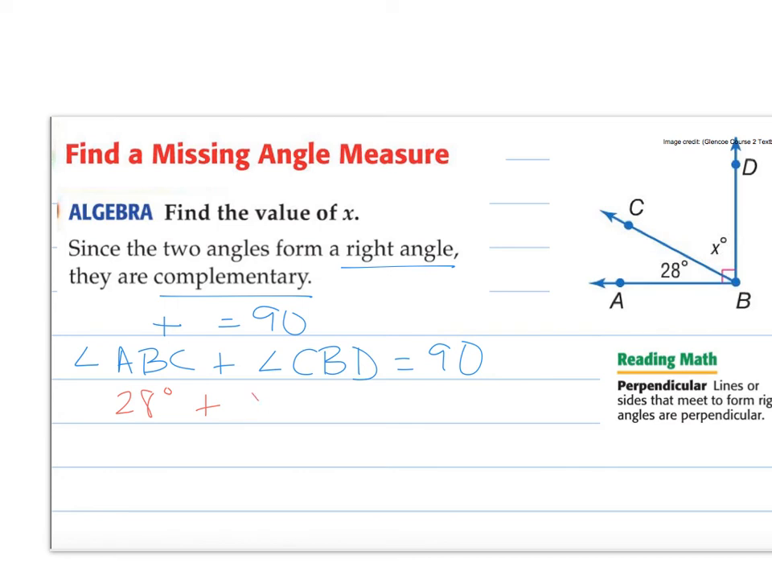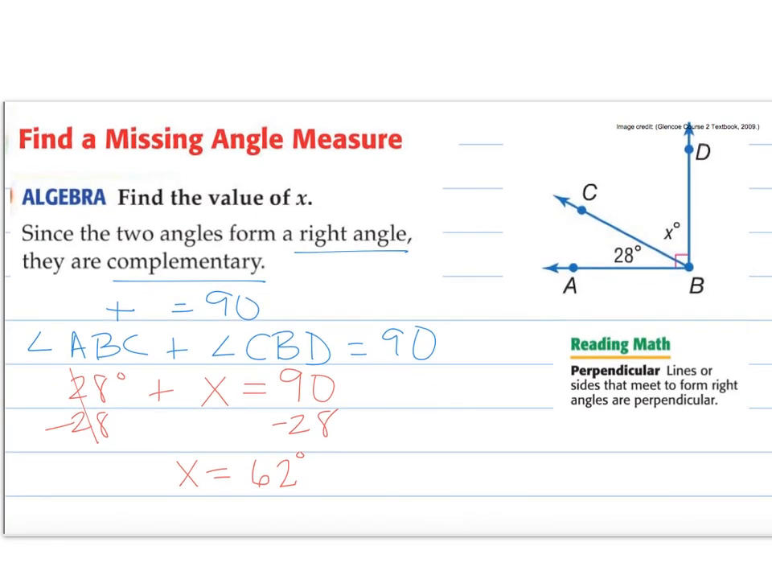Well, CBD is a value we don't know, which is x, and that should equal 90. So I know that without that 28 degrees, solving an equation here, the remaining part should be set equal. So that means that that is 62 degrees there. One little word, perpendicular lines form a right angle. So AB is perpendicular to DB here.